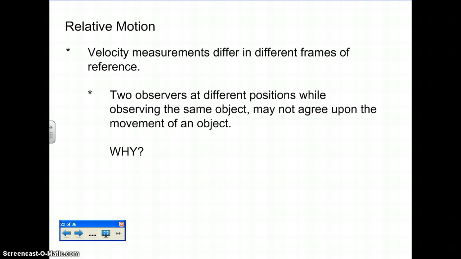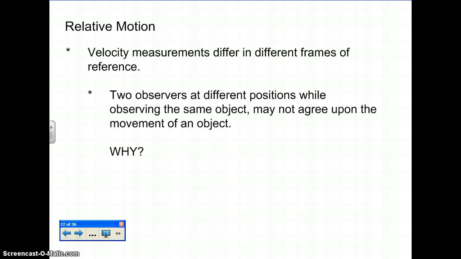So for instance, two observers at different positions while observing the same object may not agree upon the movement of the object. This is pretty important, guys, and this is why it's called relative motion, or motion in perspective. What's missing? What do you have to have in order to say, according to my blank, that this object was moving at a constant velocity, or this object was at rest, or this object was moving towards the horizon or away from the horizon, etc.